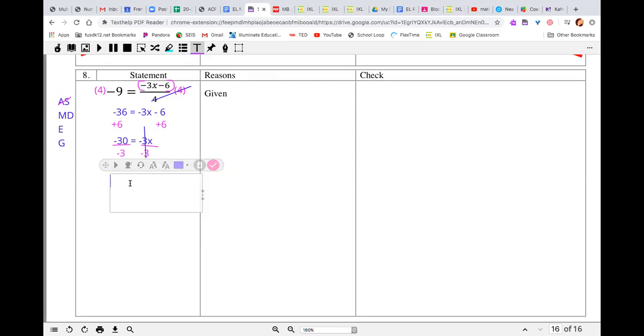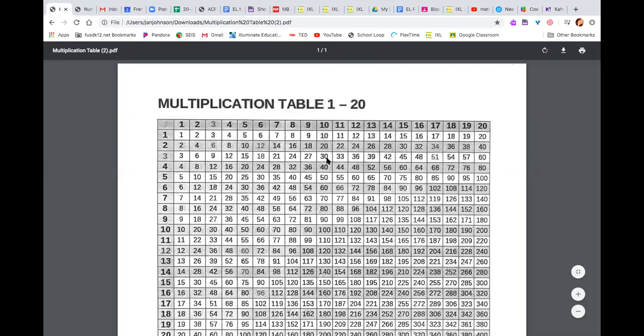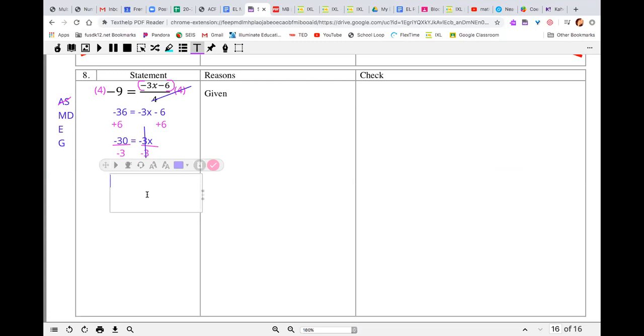We're gonna go more negative or something? Oh, if we were subtracting, that would be absolutely correct. Because if you were taking negative 30 and you were minusing 3, we would go more negative. So let me break that down. What is 30 divided by 3? 10. And a negative makes? Positive. Okay, so we got positive 10 equals x.